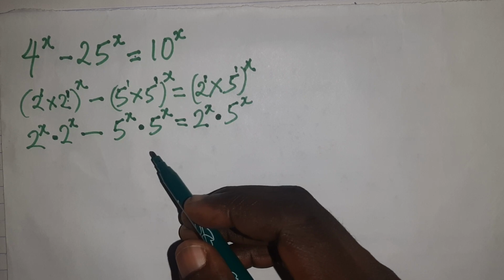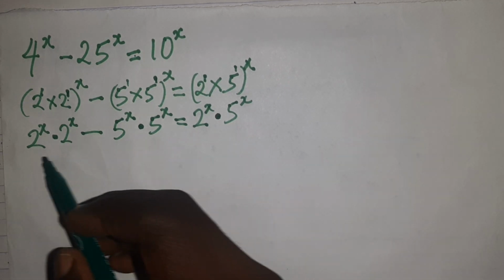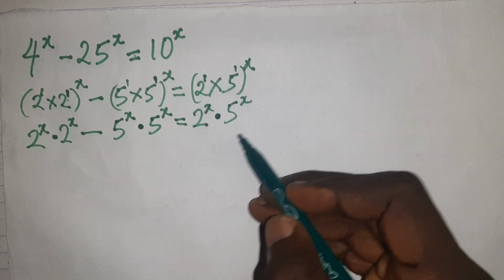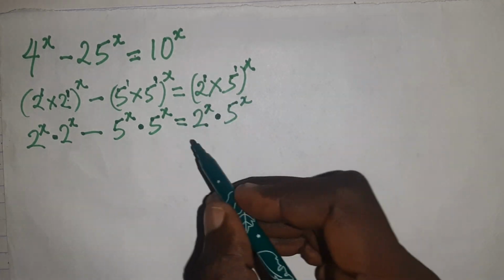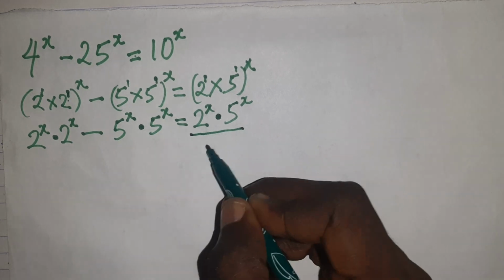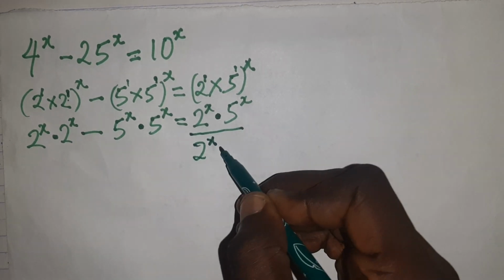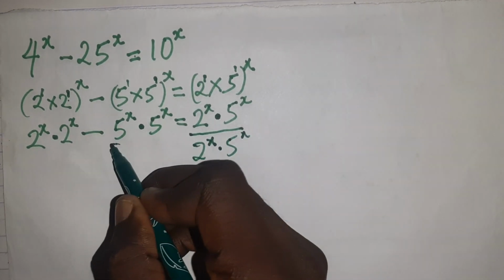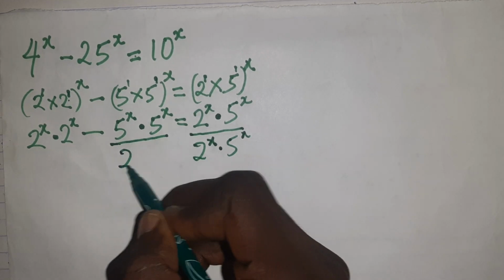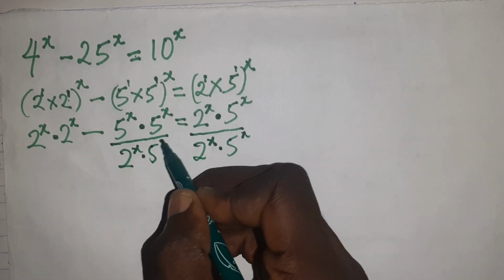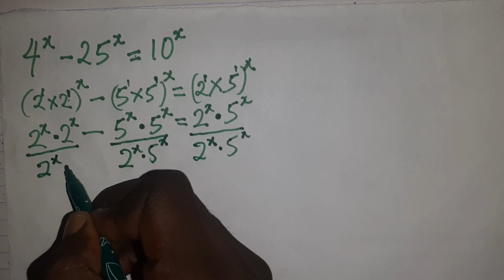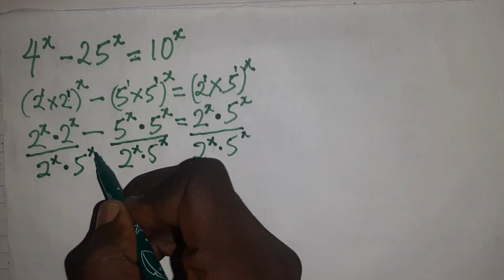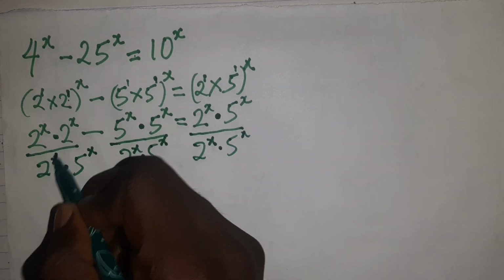Okay, so now the next thing is we could divide through by this value, 2 raised to x, 5 raised to x. So let's divide through by this value: 2 raised to x times 5 raised to x, everywhere by it. Also divide here by 2 raised to x, 5 raised to x, and here also 2 raised to x, 5 raised to x. So this cancels out.